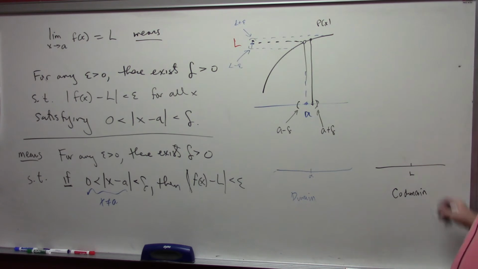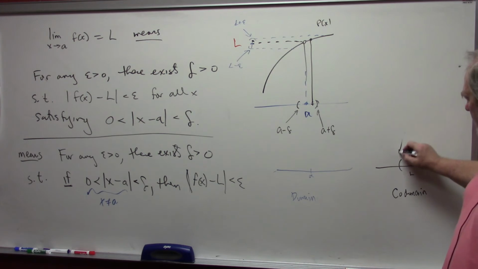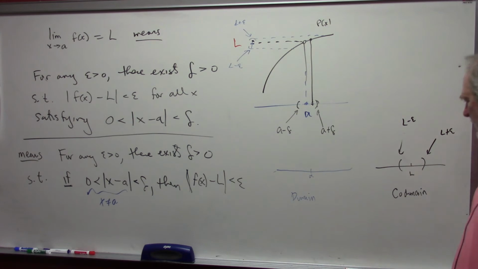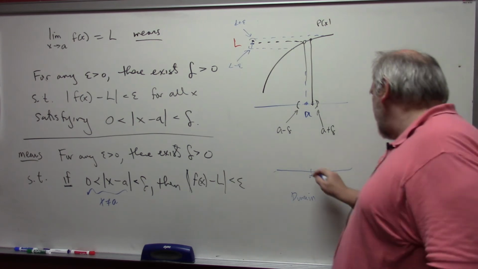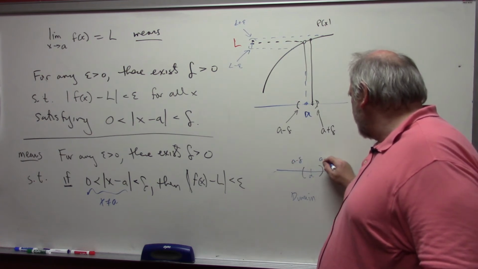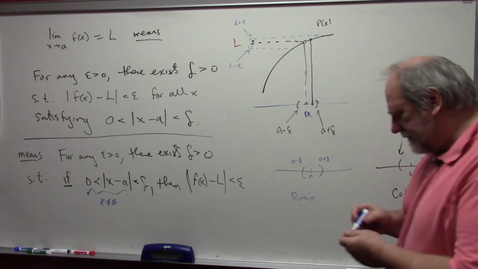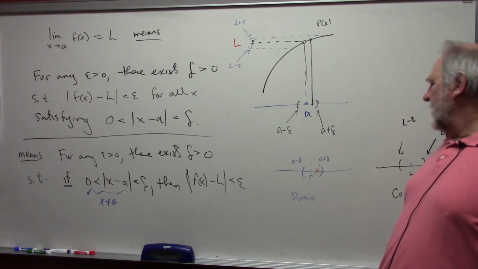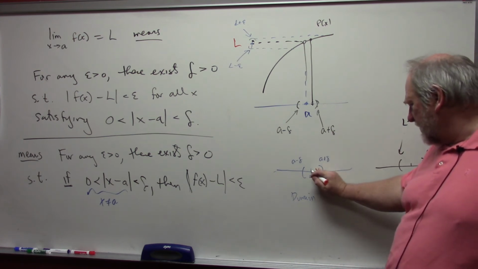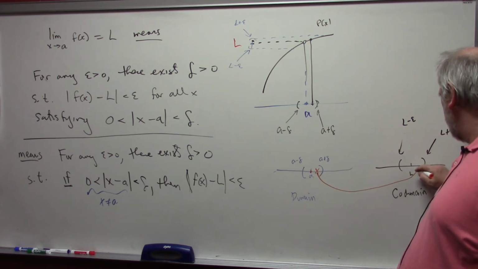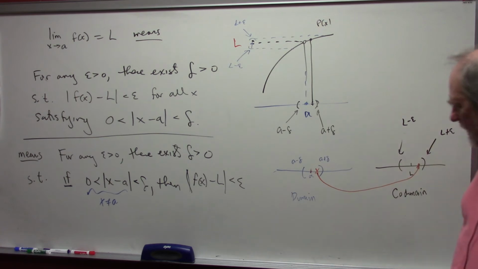And what this says is that if I put an epsilon interval around L, this is again L minus epsilon to L plus epsilon, that there exists a delta interval around A, A minus delta, A plus delta, such that any x within this delta interval, again we exclude A itself, but any x within this delta interval maps to some y value within this epsilon interval.